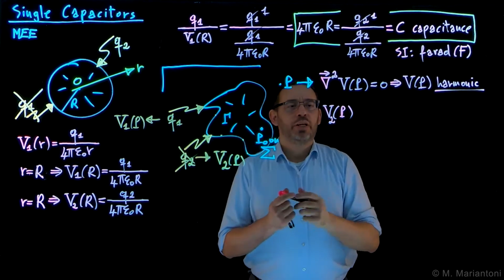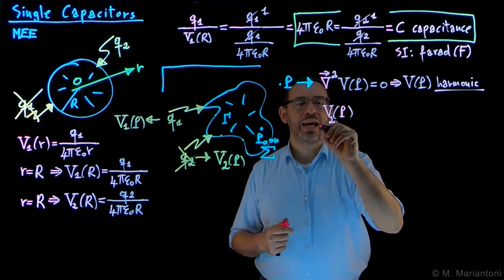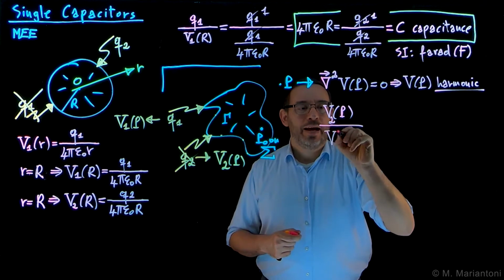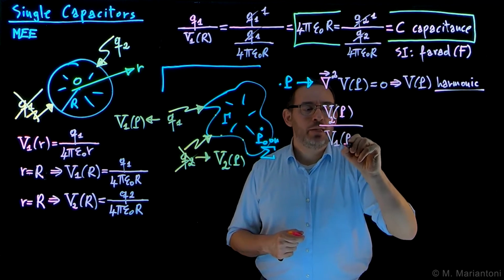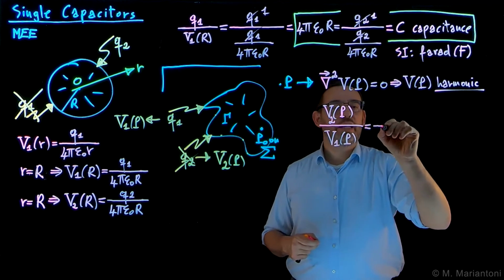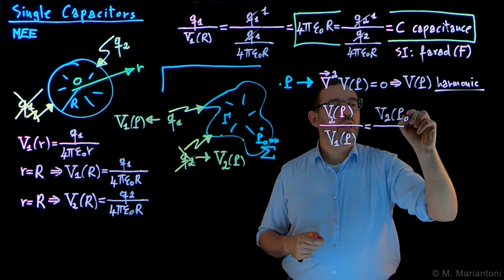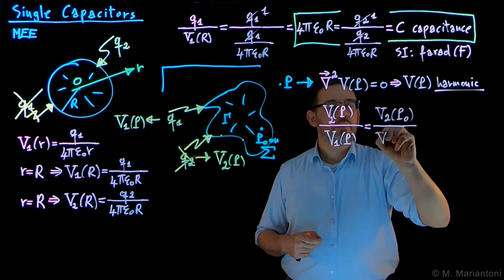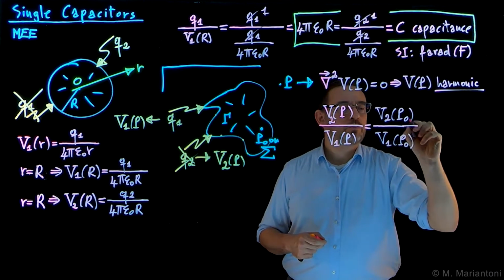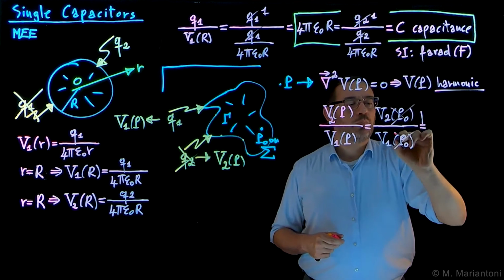And if I do the ratio between V2 at any point capital P in vacuum, so this is a variable potential, and I divide it by V1 at capital P, as it turns out, this is exactly equal to the ratio of V2 at any point P naught on the surface capital sigma divided by V1 for any point P naught on capital sigma. Okay? And hereafter, I will skip this P naught.